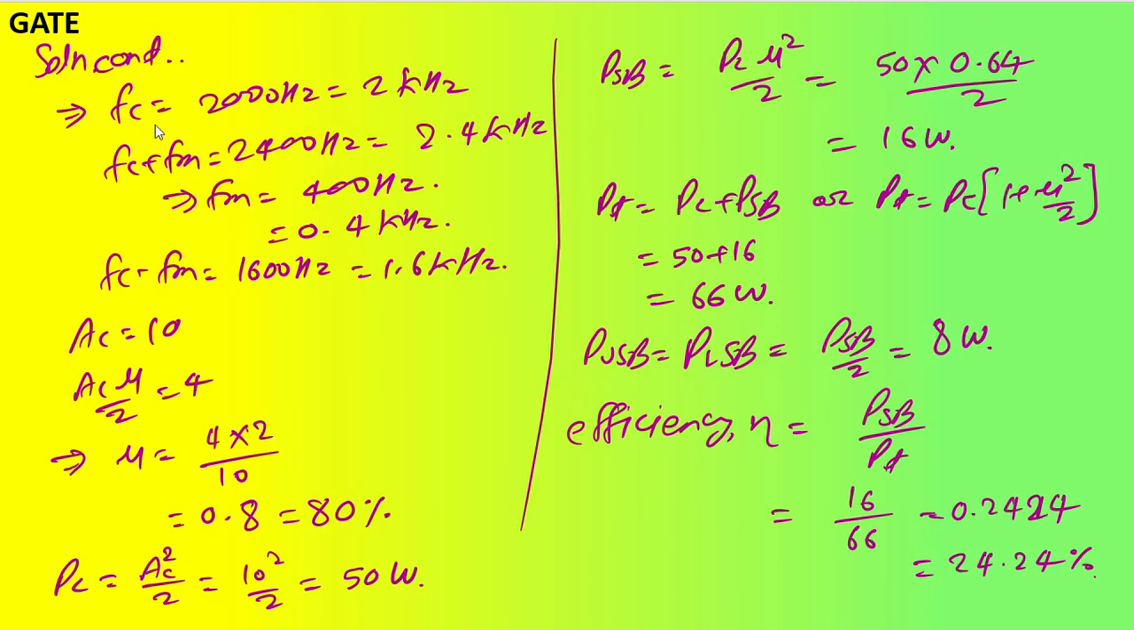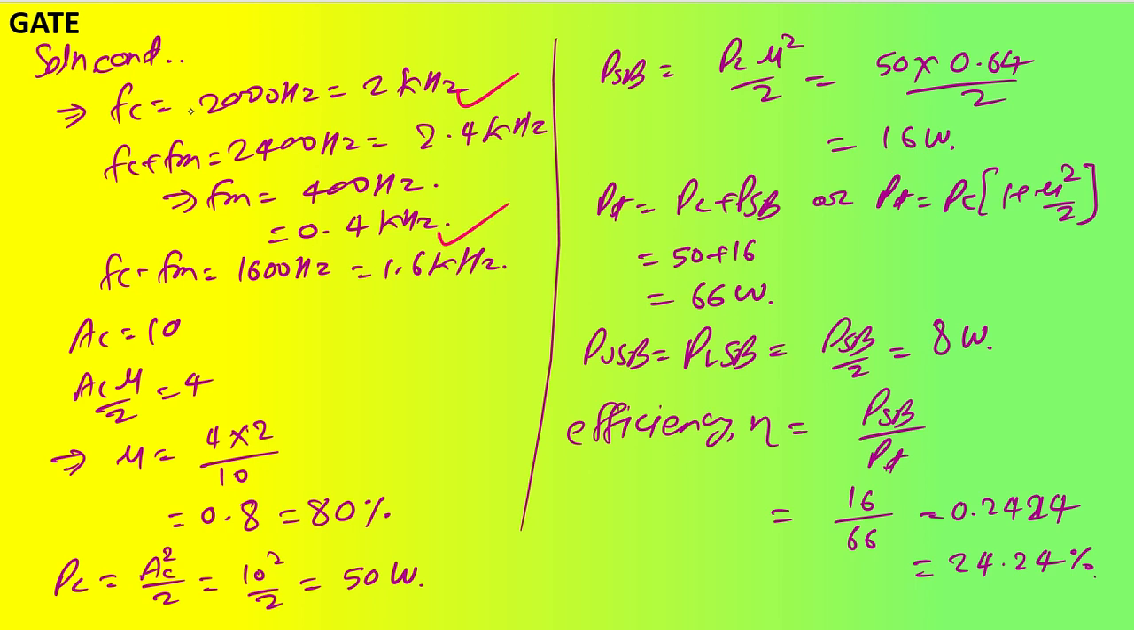Now fc is equal to 2000, that is 2 kilohertz, and fc plus fm is 2400, that is 2.4 kilohertz. So fm will be 2400 minus fc, which is 2000, so that is going to be 400 hertz or 0.4 kilohertz. Similarly fc minus fm is 1.6 kilohertz, but that is not needed because we already got fc and fm. These are the two parameters that we already got.